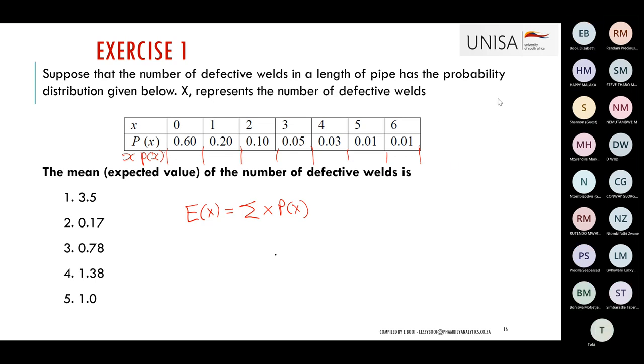Are we done? Okay, silence means you are all done. Now let's get the answer. 0 times 0.6 is 0, right? 1 times 0.2 is 0.2. And 2 times 0.1, so 0.2.